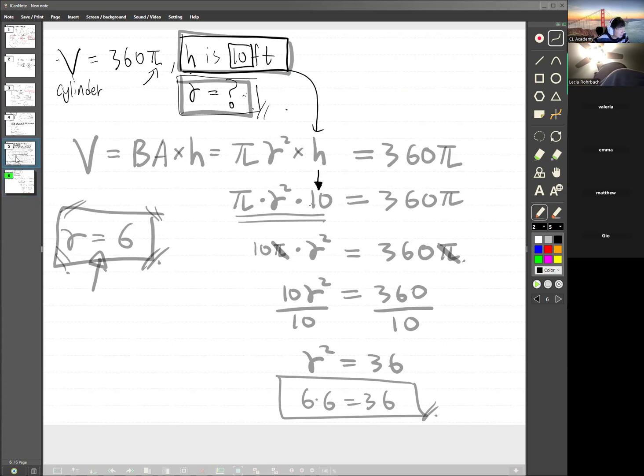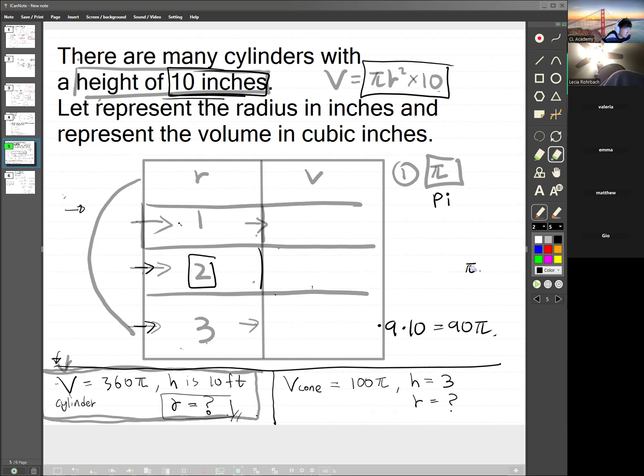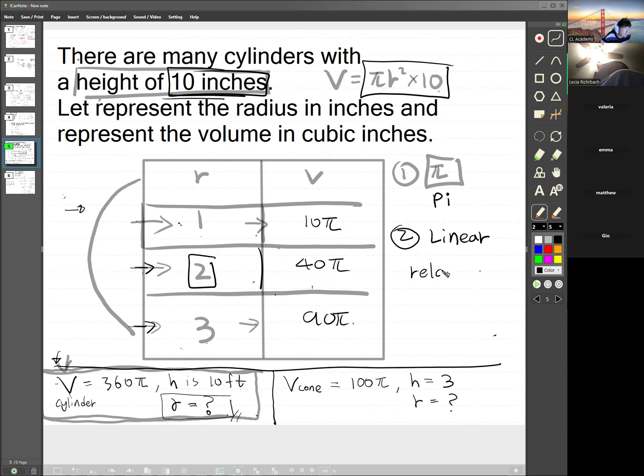Now I'm going to change my screen. Now I'm going to rewrite all this. When it's 1, there was 10 pi, and 2, there was 40 pi, and there was 90 pi. Now, second question. Is it a linear relationship between radius and volume? And explain.